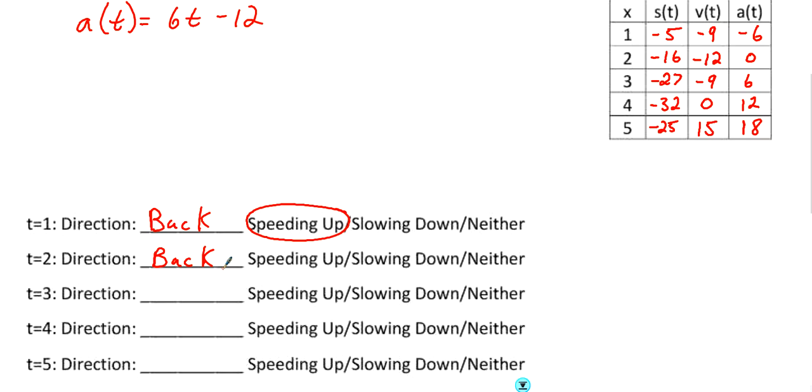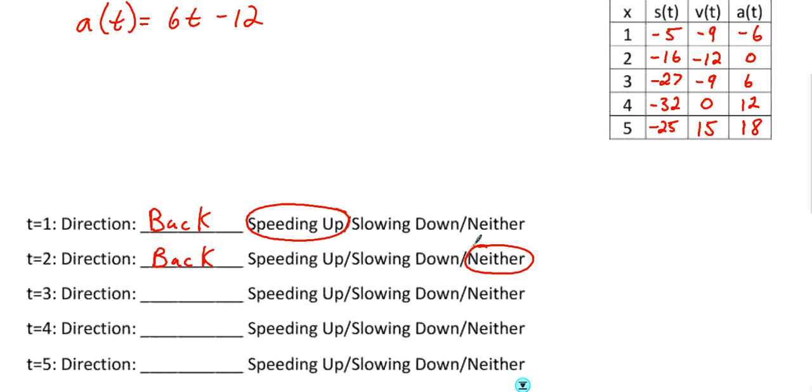So my velocity is not speeding up or slowing down. I'm actually going to be going the same velocity because my acceleration at this moment is 0. So at this moment, I'm neither speeding up or slowing down. My velocity will be constant because my acceleration is 0.